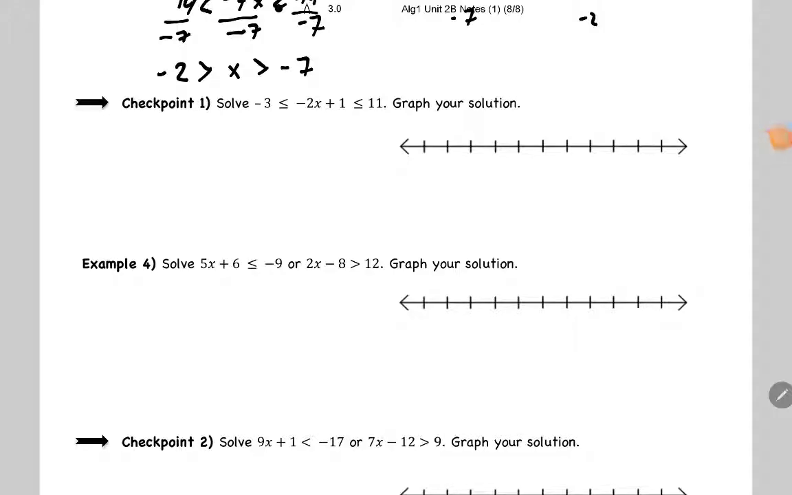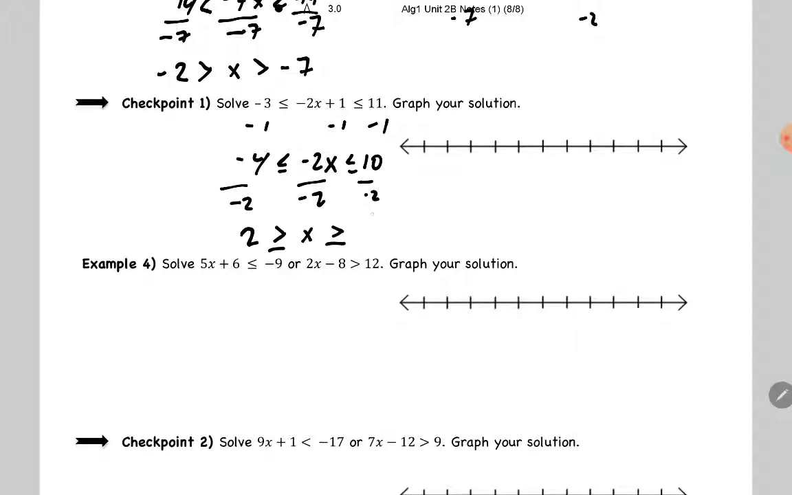Okay, checkpoint 1. -3 is less than or equal to -2x plus 1, which is less than or equal to 11. So subtract 1 from all sides. So -4 is less than or equal to -2x, which is less than or equal to 10. Now I'm going to divide everything by -2. So this is a +2, switch sides, x, switch signs, -5.